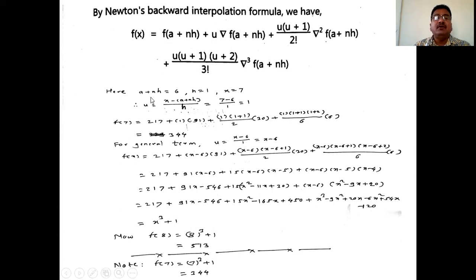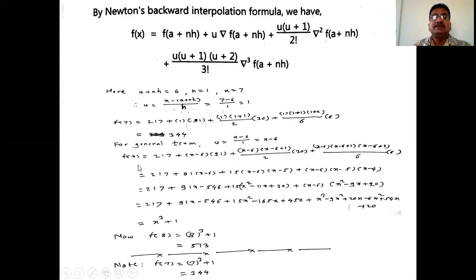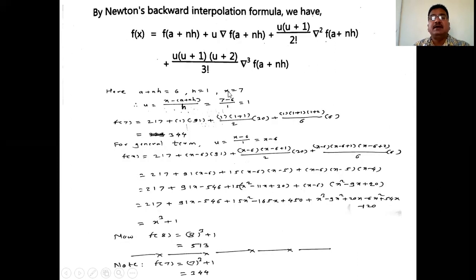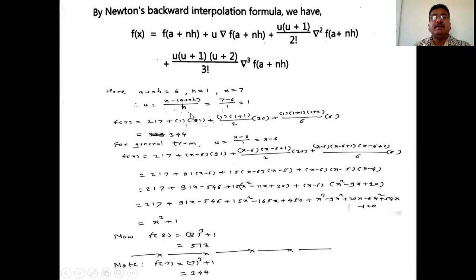And then here, what is a plus nh? The last value of x, which is 6. And h is the common difference, that is the difference between these two values, which is 1. And x is 7, that is, we have to find the 7th term, which means we have to find the value of y or f(x) at 7. Then u is (x minus (a plus nh)) divided by h, that is, x minus last value divided by common difference. So 7 minus 6 divided by 1, that is 1.